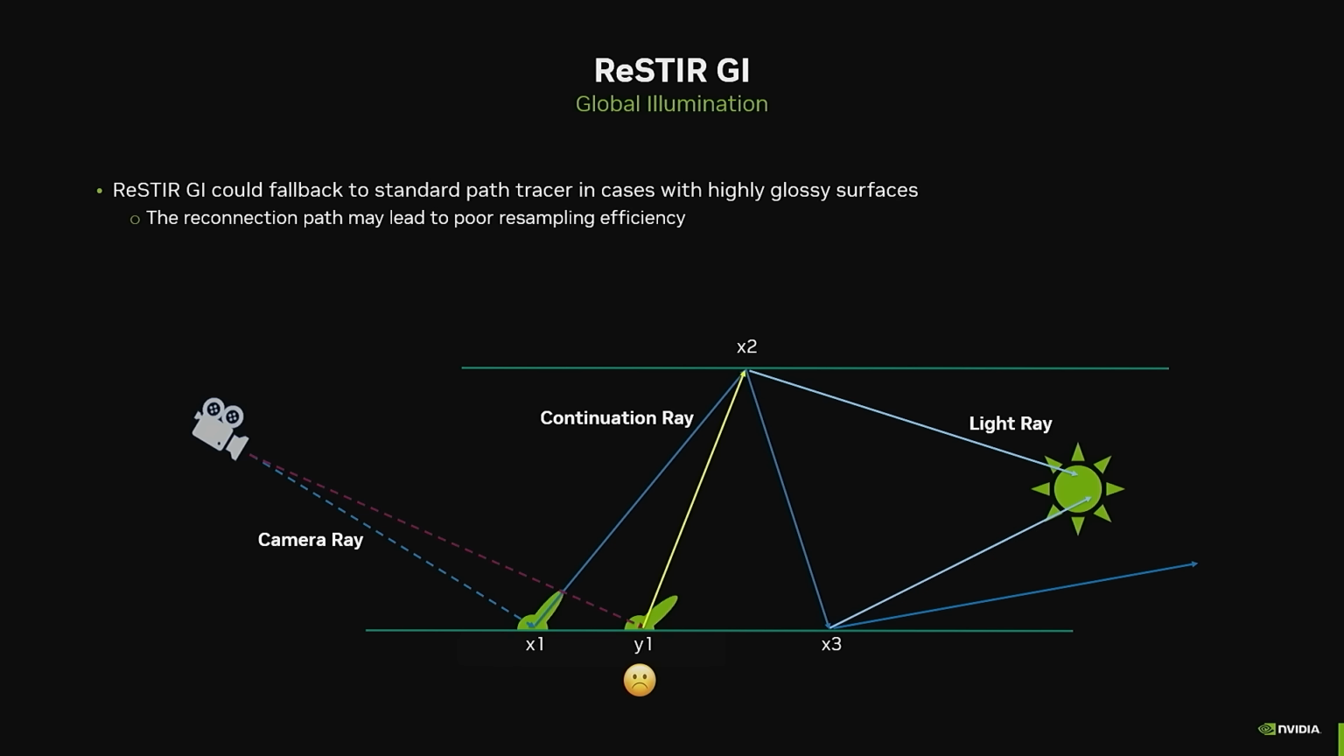However, in some corner cases, as we can imagine, ReSTIR may fail. Imagine we're looking at a mirror. What happens here is that the BRDF at Y1 may be a poor fit with the reconnection from Y1 to X2, because when we make the reconnection, we don't evaluate the BRDF. So we're exposed to the risk of such a mismatch. When such a mismatch happens, we will actually lose some efficiency of the resampling here. Hence, ReSTIR GI will boil down to the standard path tracer.